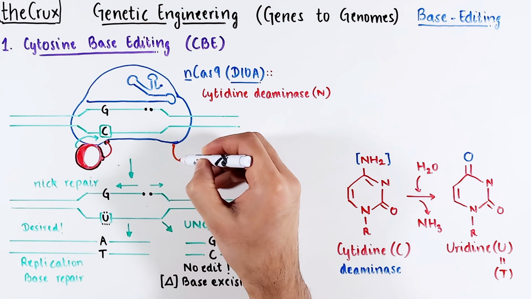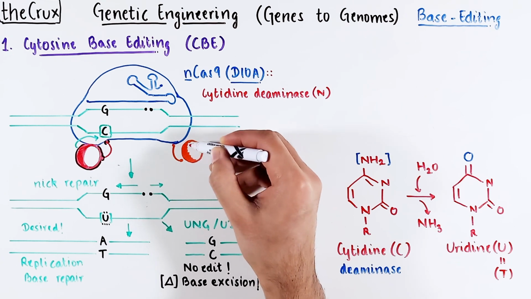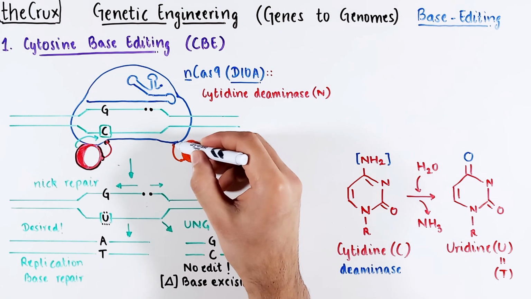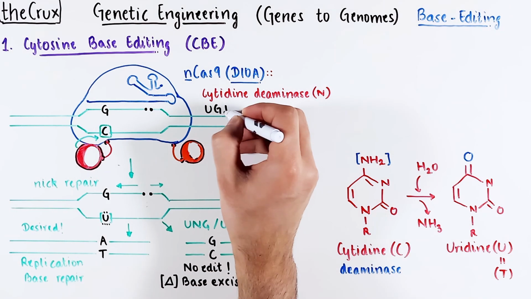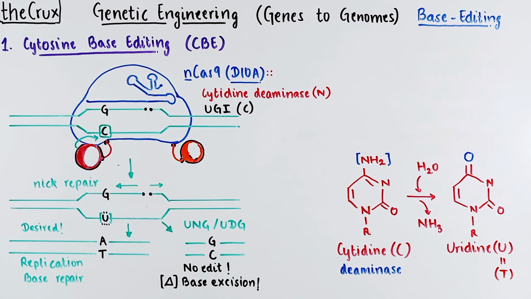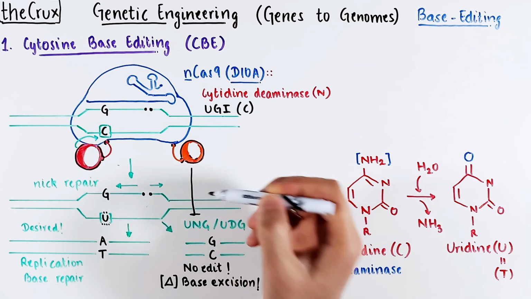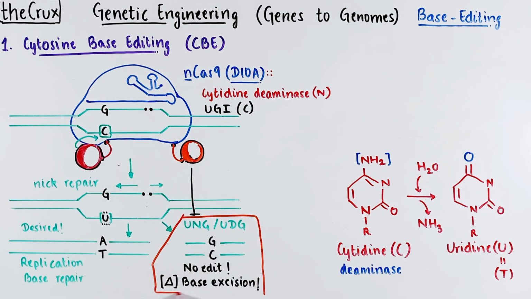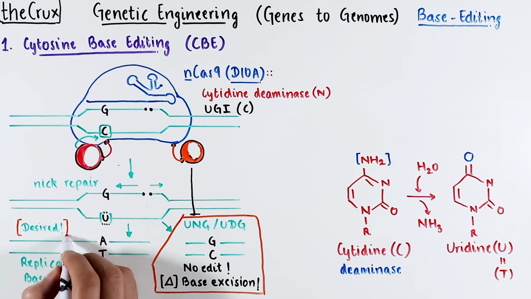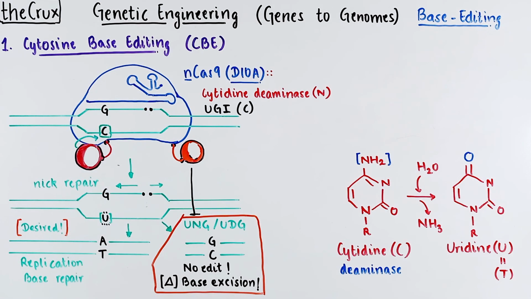deletion. A way to counteract this cellular repair pathway at the base editing location is to fuse a protein called uracil glycosylase inhibitor to the C-terminal end of nCas9. This ensures that excision and repair proteins do not interfere with the edited base, and the probability of your desired edit becoming permanent increases drastically.